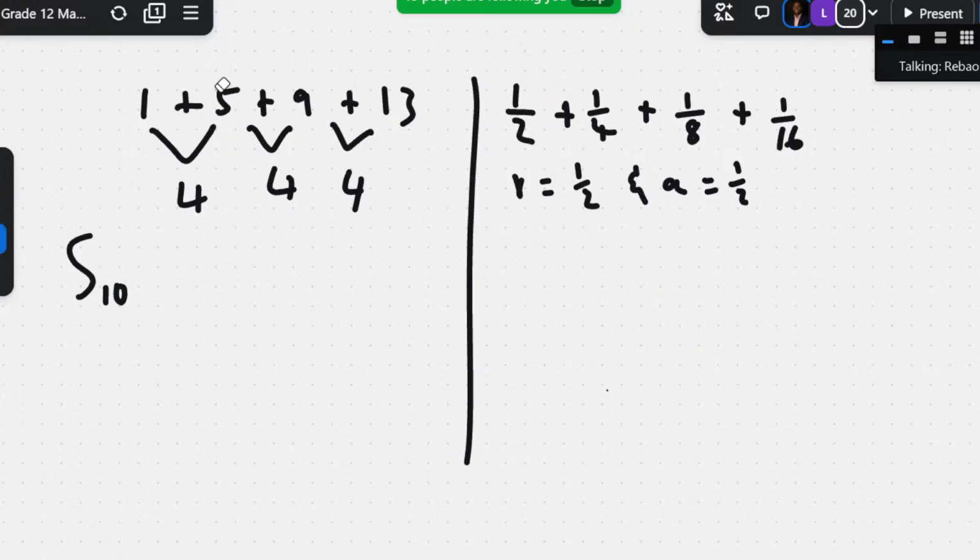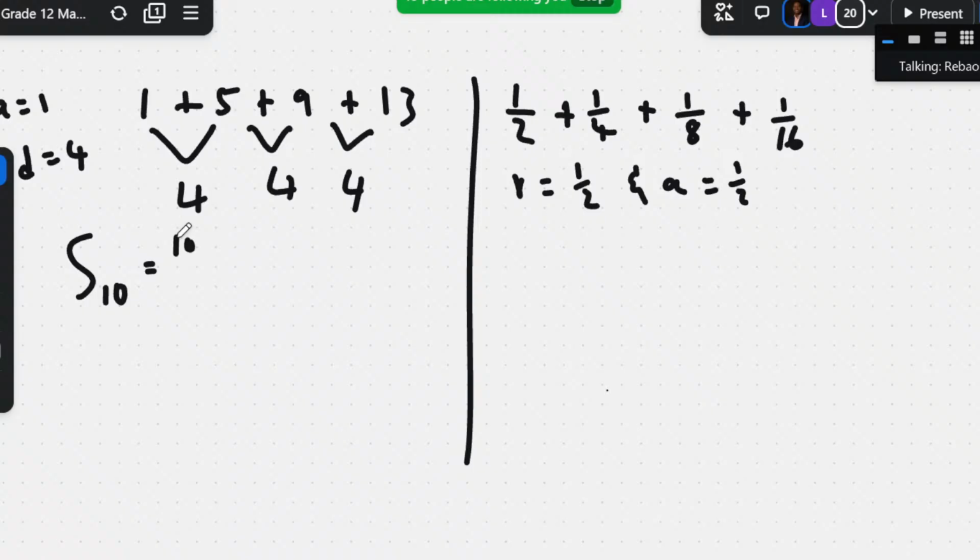Let's maybe take note of this because these are the parameters you need for your summation formulas. So A is a 1, the first term, the constant difference is a 4, and then on the other hand, R, the constant ratio, is a half, and the first term happens to be equivalent to R. So we look for S10 here. We don't have the last term, but at least we know we are finding 10 terms. So N is not an issue.